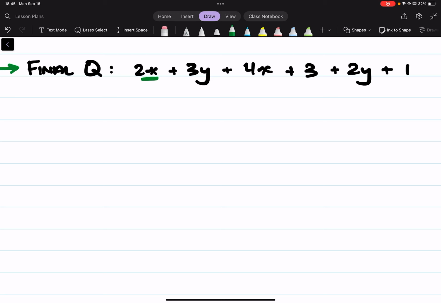I see that there's an x there, and what I like to do, especially when I first learned this, and I highly recommend that you do it, is I just either cross it off or I underline any like term. So I start with the x, and I go, okay, 2x, and then plus 3y, not an x, plus 4x, which is an x right there, plus 3, plus 2y, plus 1. So the only two variables that I have are the x's right here. So I have 2x plus 4x. And I know that I can add them together.